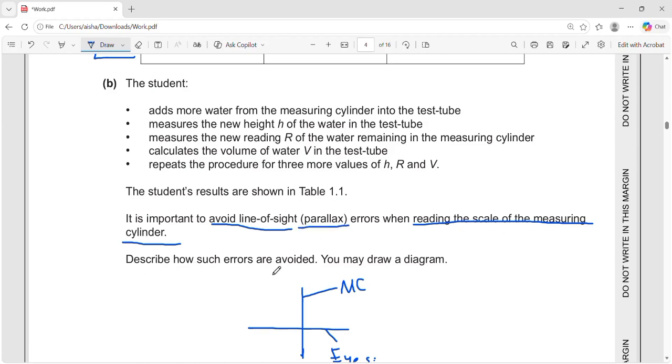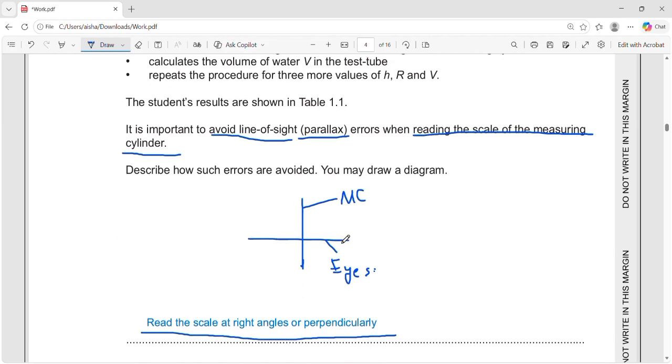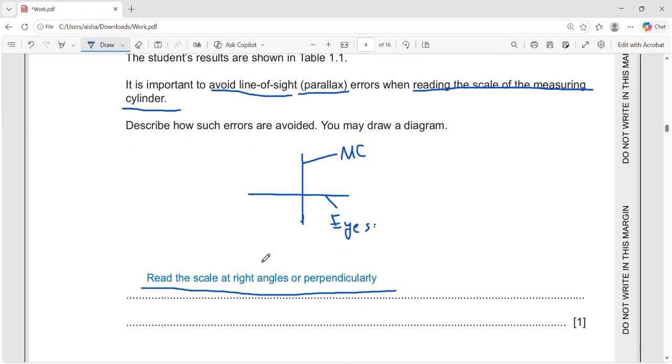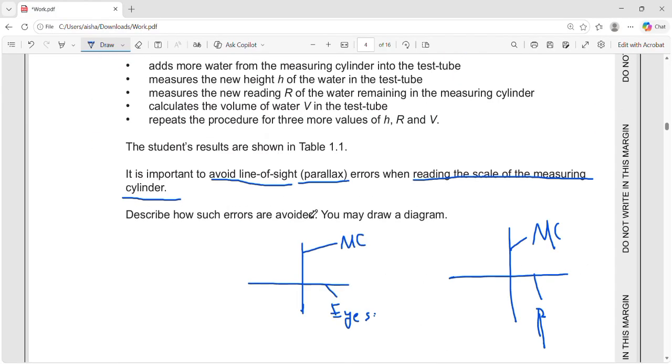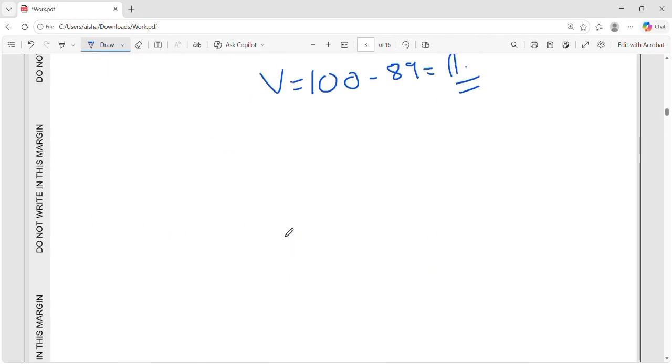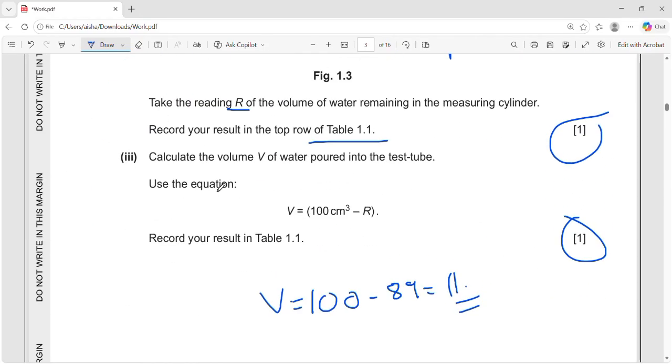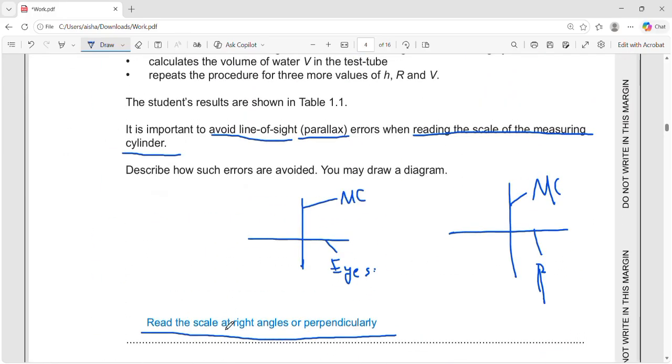Basically, the most simple marking scheme point is that you read the scale at right angles or perpendicularly. What I mean by perpendicular is, for example, this is the measuring cylinder and this is your eye level. It has to be perpendicular or at a right angle. Okay, so there are basically rules on how you read. For example, when you're reading the volume of water here, you have to keep in mind the meniscus rules, and same over here, you have to read the scale at right angles or perpendicularly.